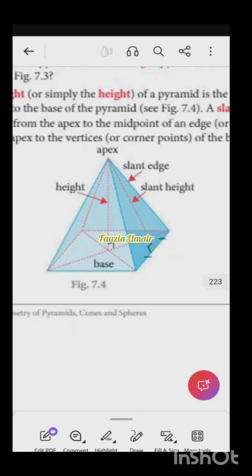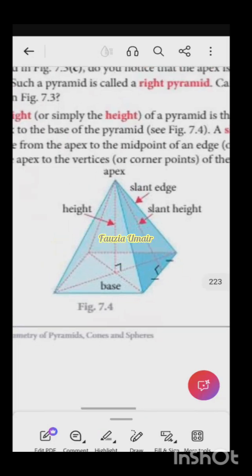So there are some keywords which you need to remember. Sorry, Ashman, what? Do you have to draw it? No. So I'm just telling you the keywords which we are going to use. Okay. So this is a pyramid.